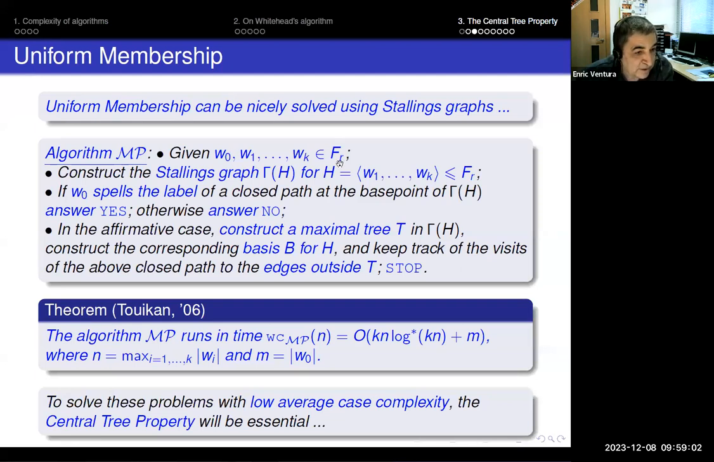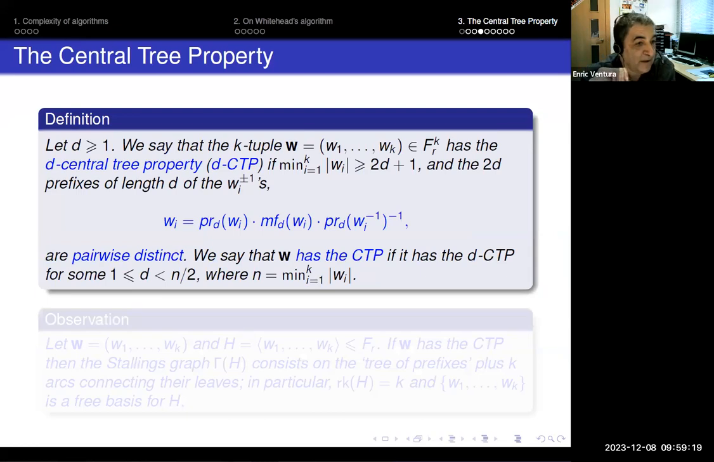All this process can be done much faster from the average case complexity point of view if we use this central tree property that I explain in a moment. It's a property of the given tuple of words. So suppose bold W is a k-tuple of words from the free group, all of them reduced words, and cyclically reduced if you prefer. And we say that the tuple has the D central tree property.